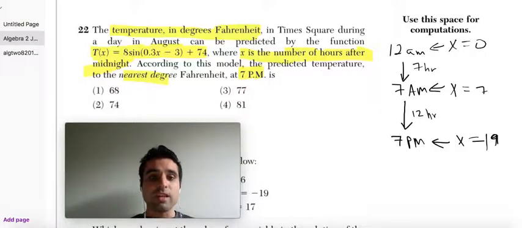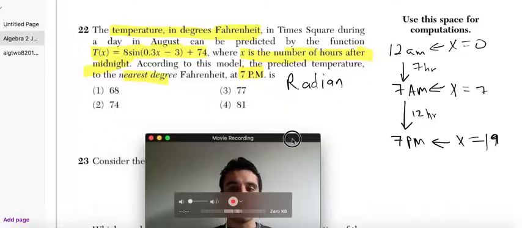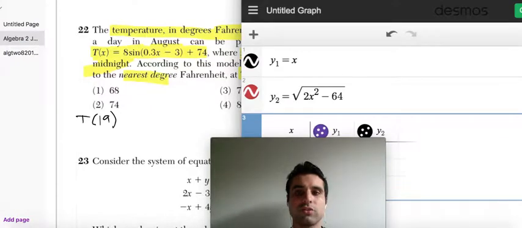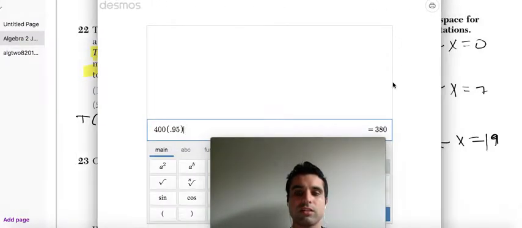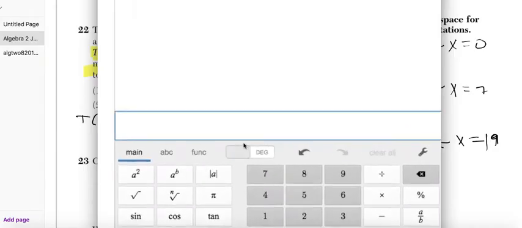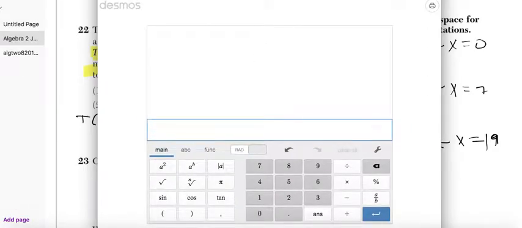That's the first thing. Next thing, you want to make sure that your calculator is in radian mode. All right? And then we're just going to find t of 19. So t of 19, and we're going to just enter it in the calculator, okay? So I'm going to go here, minimize me for now, clear everything out, make sure it's in radian mode. You see how here it says it's in degree mode? This says degree mode. I need it to be in radian mode. So I'm going to switch it.